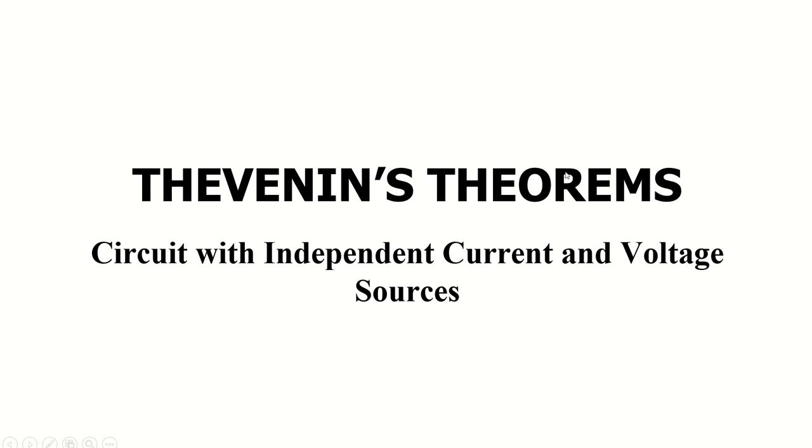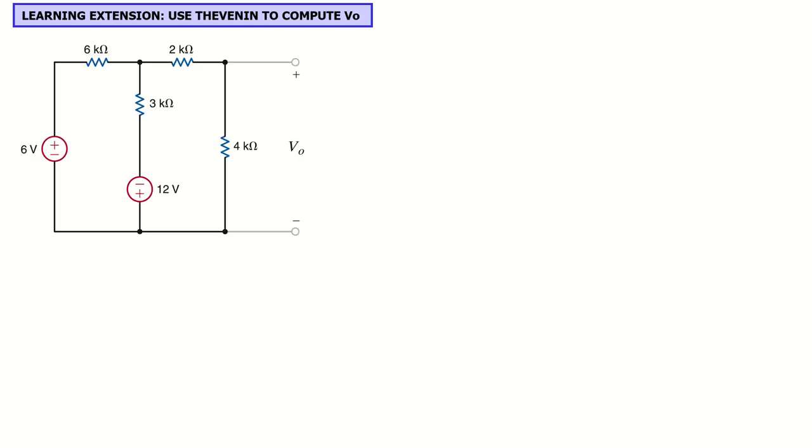Welcome back. We are learning about the Thevenin theorem and analyzing linear circuits using the Thevenin theorem. So let's have a look. The next example contains basically two independent voltage sources, and the target is to find V naught here. Okay, so let's do the first step.